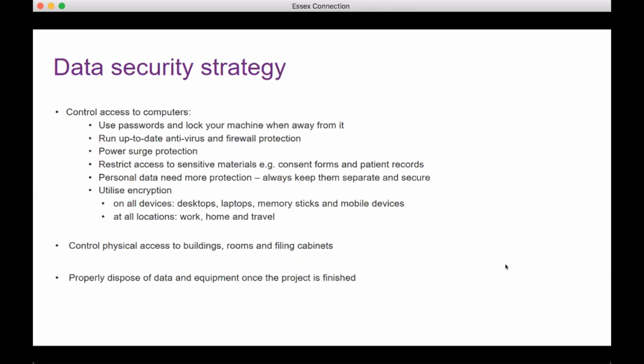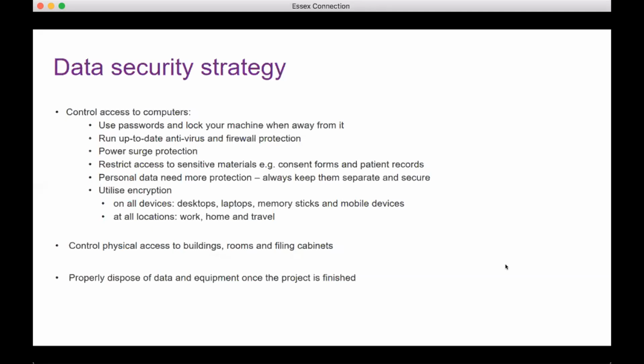Ensure that we utilize encryption as well, across all devices and at all locations. This is a safer, more secure option than simply using passwords. For instance, if someone were to steal your laptop, they can access your files even if your laptop is password protected, simply by removing the hard drive and installing it into another device. So make sure that you look into encryption and use that, ideally. Finally, we need to ensure that we properly dispose of unwanted copies of the data and any equipment at the end of the project.